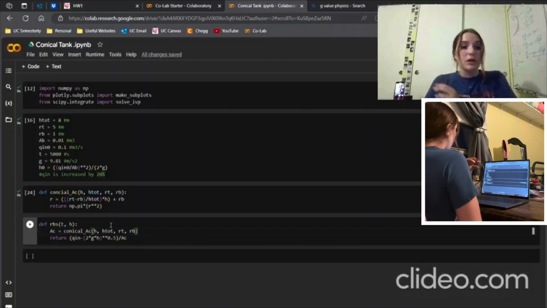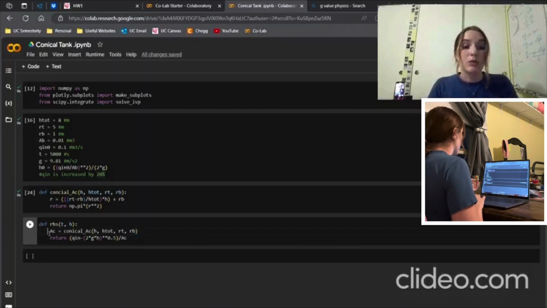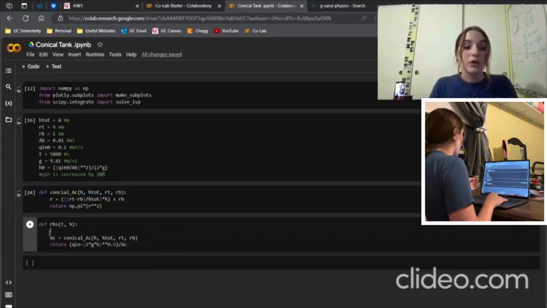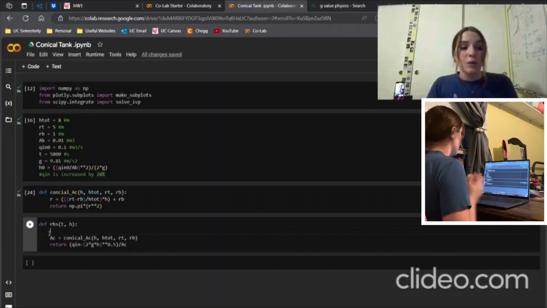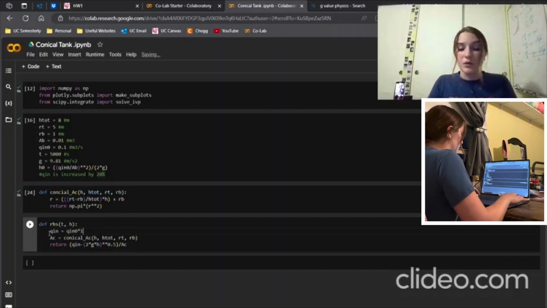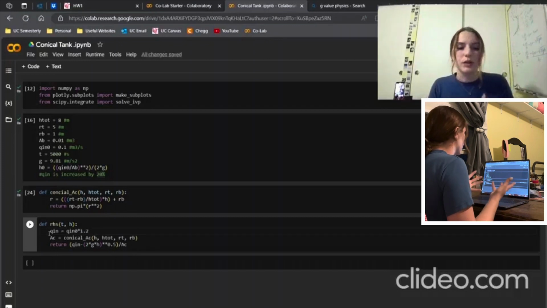So now, given in our original problem statement, we know that our Qn is going to be increased by 20%. So we can say that our Qn is equal to Qn naught times 1.2, or 120%, a 20% increase.